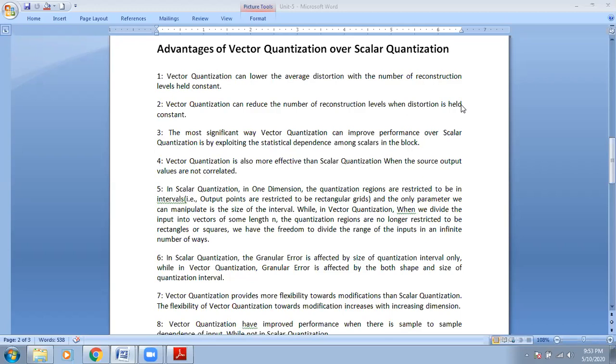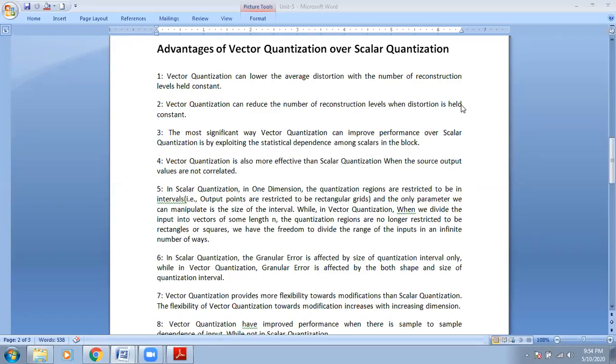In scalar quantization, in one dimension, the quantization regions are restricted to be intervals. Like as for output points, they are restricted to a rectangular grid. And the only parameter we can manipulate is the size of the interval.